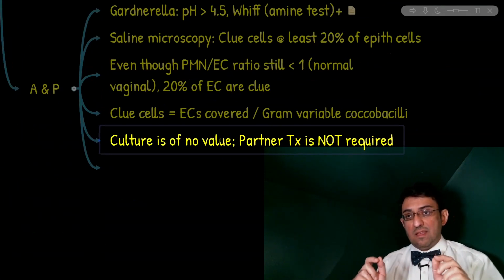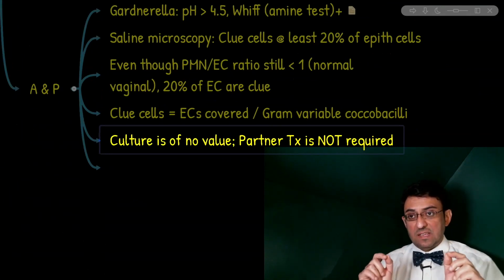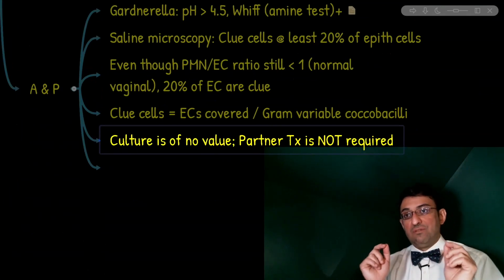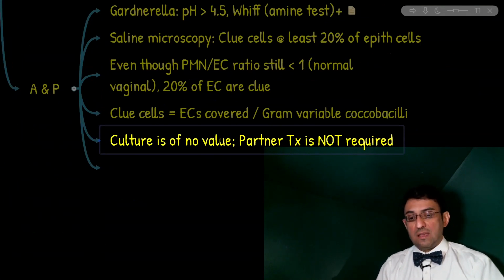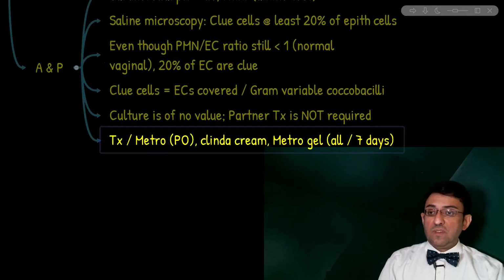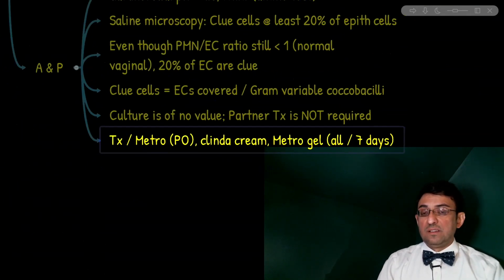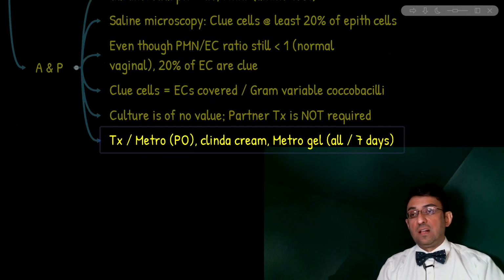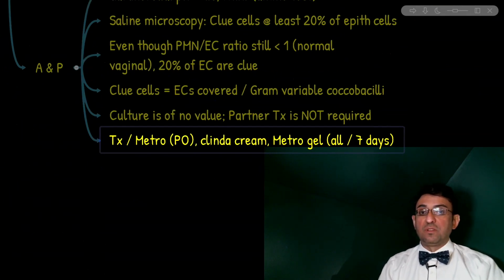Now, this is very sensitive issue. Remember that even though sexual activity is associated or is considered a risk factor for bacterial vaginosis, it is not considered an STI. And what's the treatment? Either PO or vaginal metronidazole or clindamycin. Metronidazole gel could also be used, and the treatment course is 7 days.